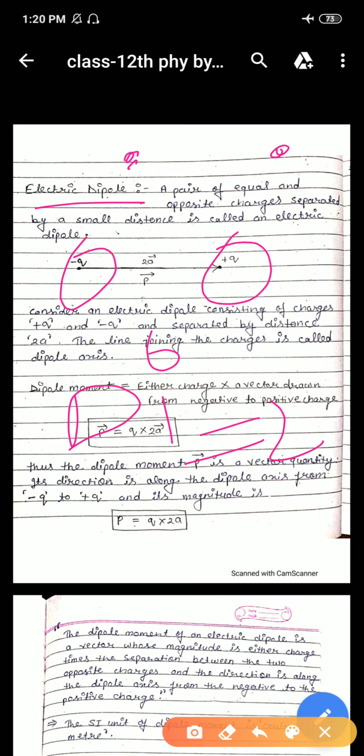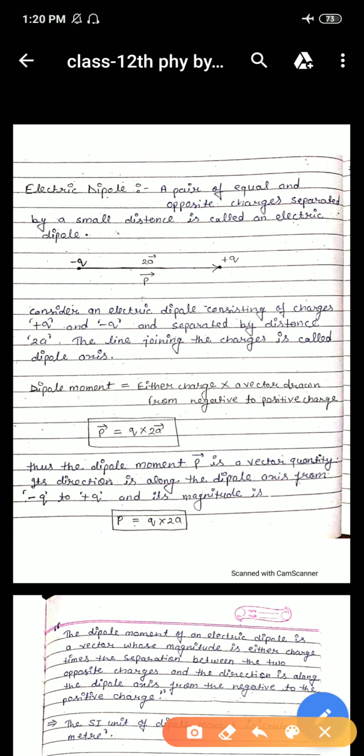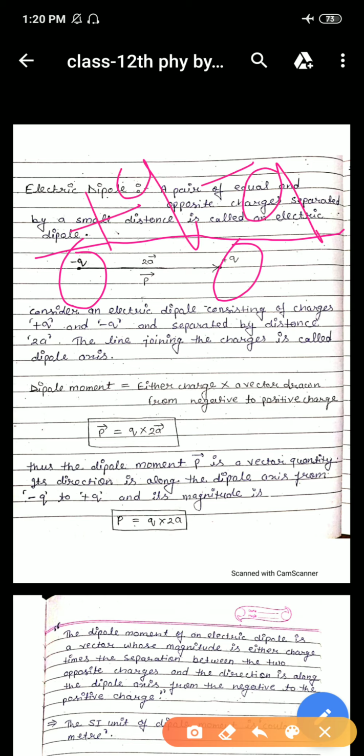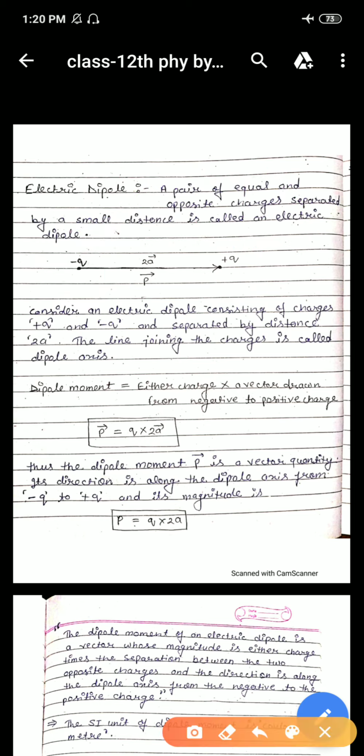Then you know very well there are two types of charges. This one is the positive charge and this one is the negative charge. So let's start. A pair of equal and opposite charges separated by a small distance is called an electric dipole. See, this one is minus q and this one is plus q. Both are equal and opposite, separated by a small distance. That is called an electric dipole.